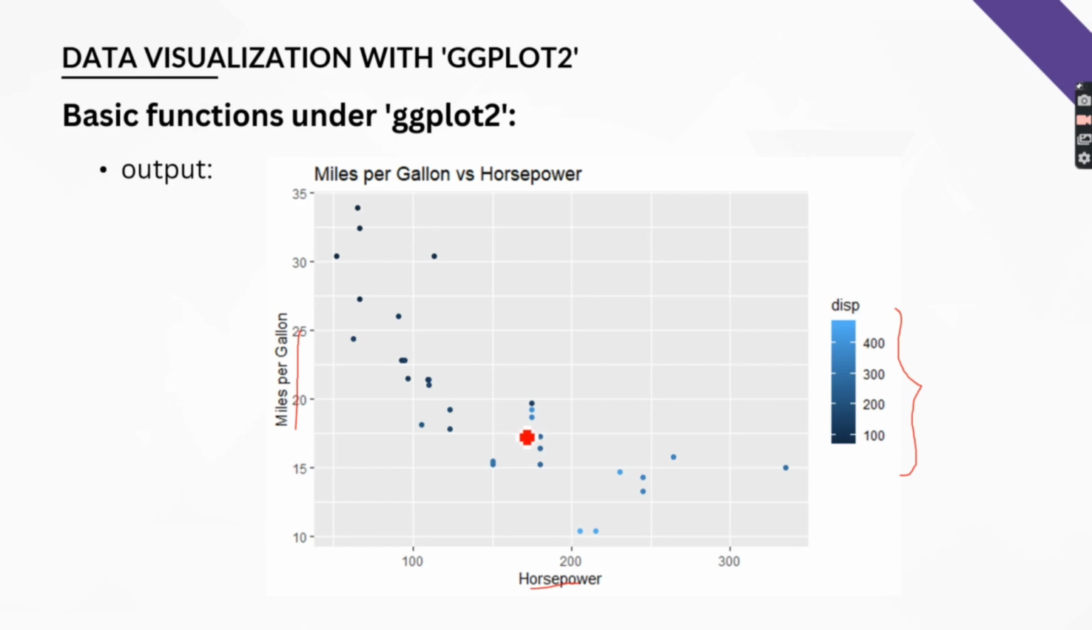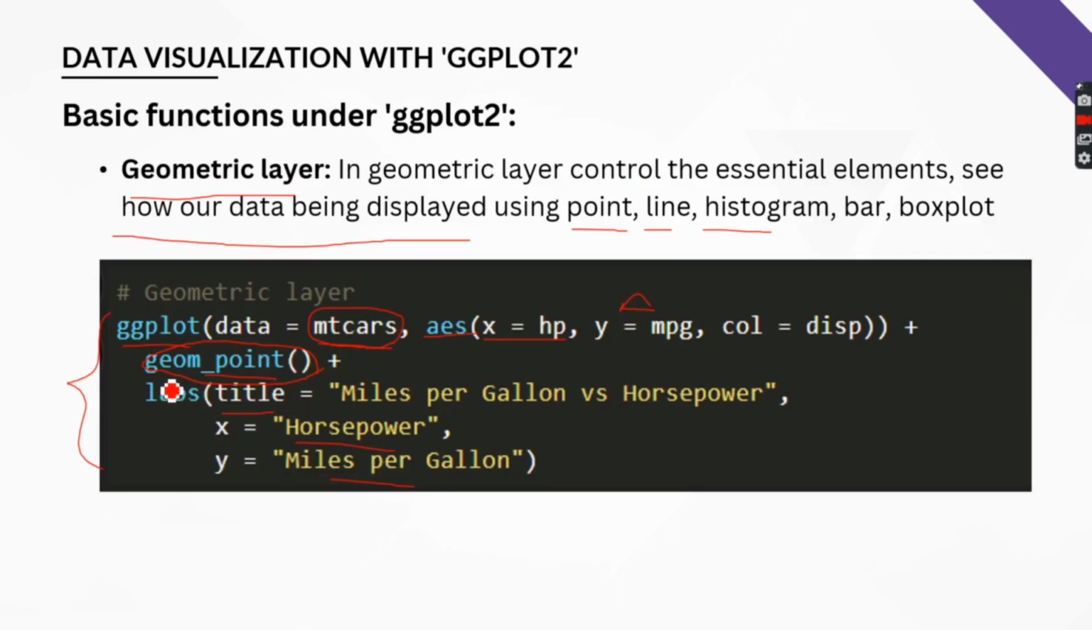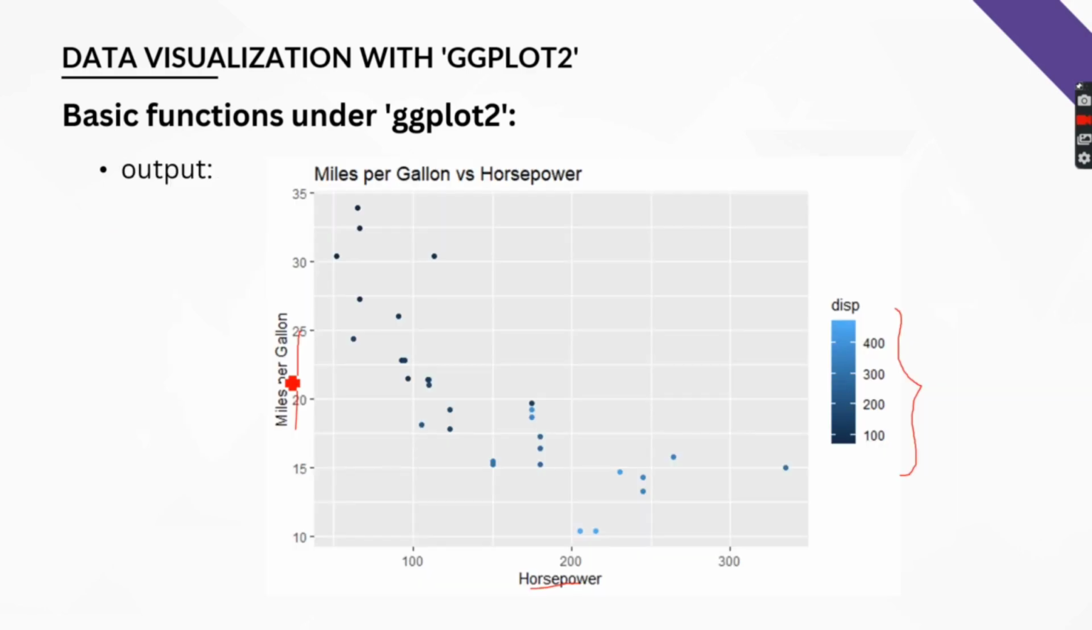We can change the color from blue to green to yellow to red. We can change the design. We can change the outlook. But this is how it's going to look like when we are going to use geom_point. This is how it's going to look like.